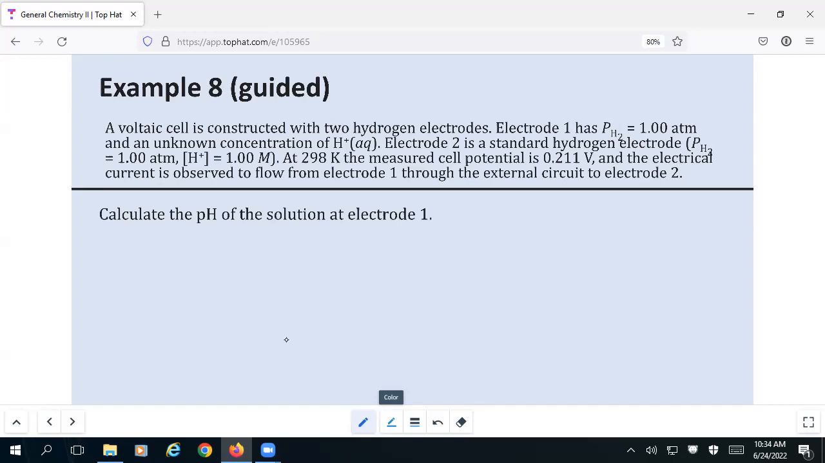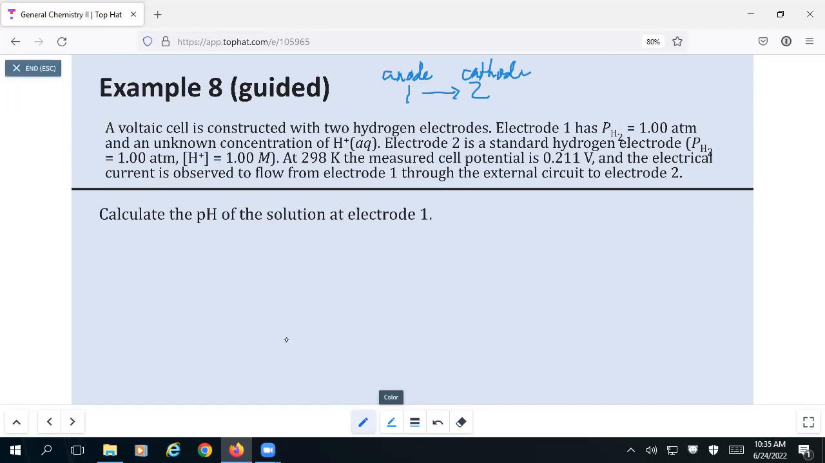And we see the electronic current flowing from electrode 1 to electrode 2. What is the pH of the solution? So what this tells us, since the electricity is going from 1 to 2, is that electrode 1 has to be the anode and electrode 2 has to be the cathode. And the reason why that is important is that it's going to help us to figure out what our equilibrium looks like.